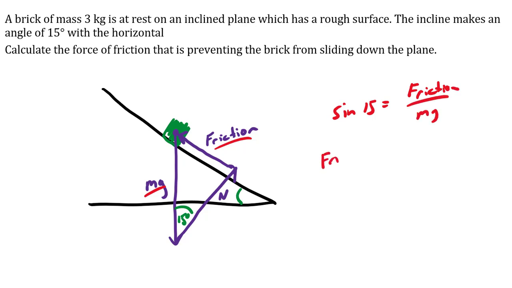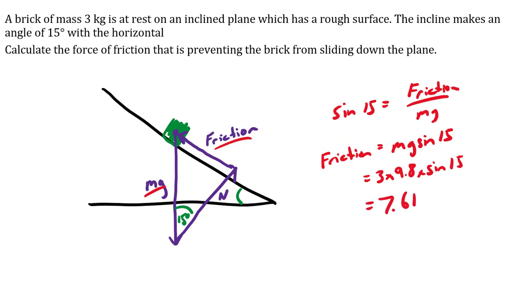So friction is going to be equal to mg sine 15, which is going to be equal to, in this case, 3 times 9.8 times sine 15, which is 7.61 newtons. And in this case, it's acting up the slope. So don't forget to give a direction because it is a vector.